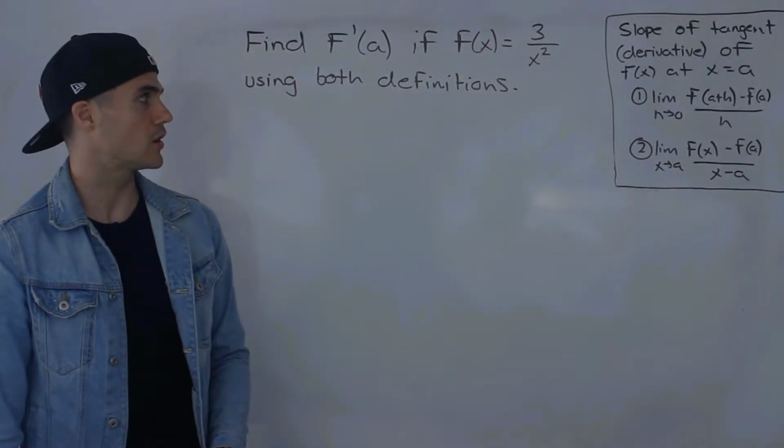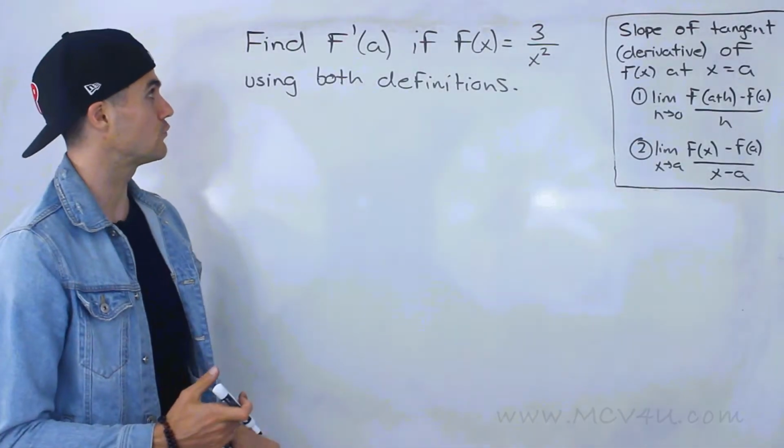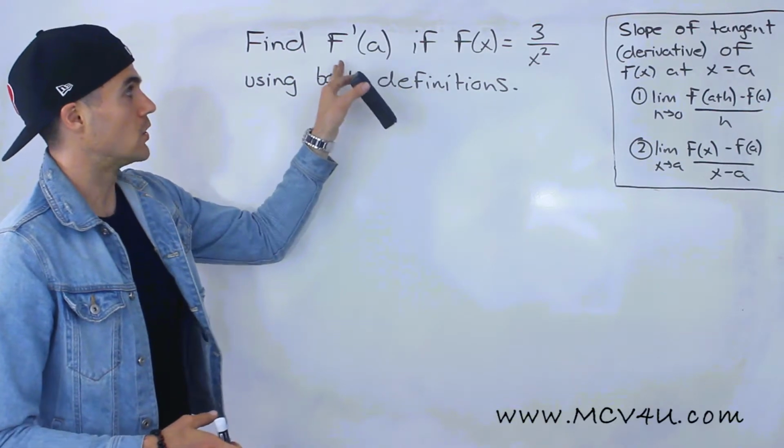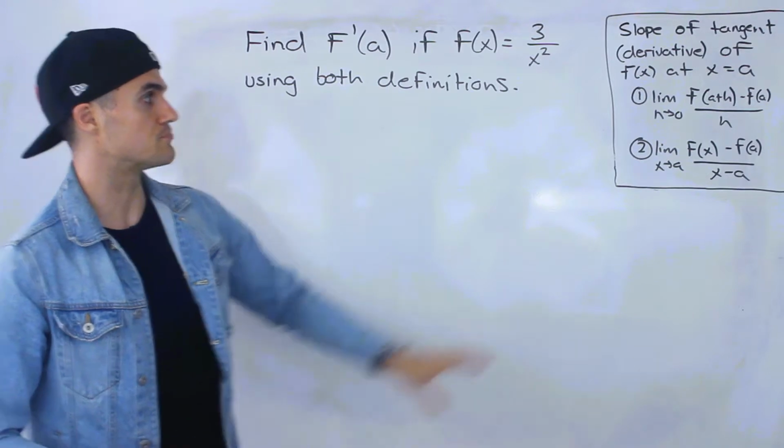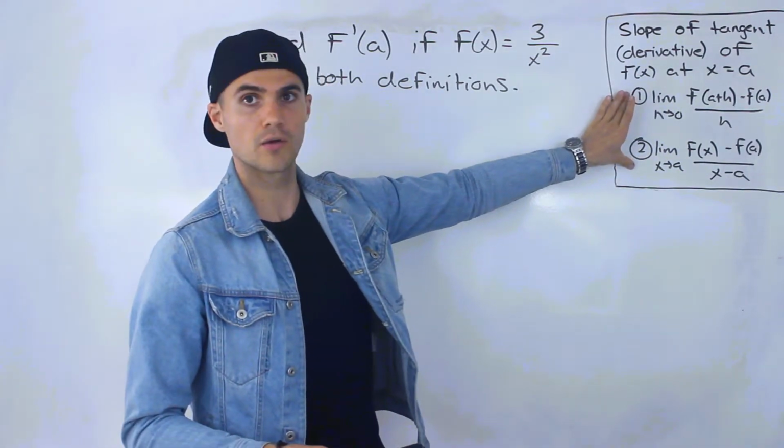Patrick here, and moving on to the next example, we have to find f prime a, or the derivative of this function 3 over x squared, and we have to use both of these definitions over here.